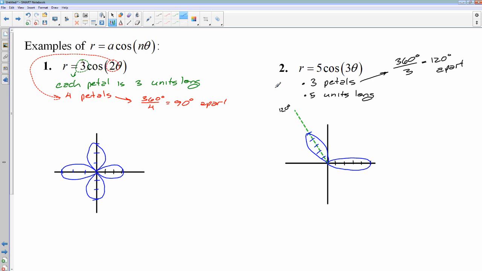There we go. For my next petal, I'm going to go 120 degrees further. If I'm at 120, my next petal is going to be 120 degrees more, which would put me at 240. On the unit circle, 240 is about down here. That's 240 degrees, and I'll draw my third petal, and this is my final one. 1, 2, 3, 4, 5. And there's my last petal. If I did go 120 degrees more, it would take me back to the beginning. So there's the graph of 5 cosine 3 theta. Good? So we have 3 cosine 2 theta and 5 cosine 3 theta, both rose graphs.